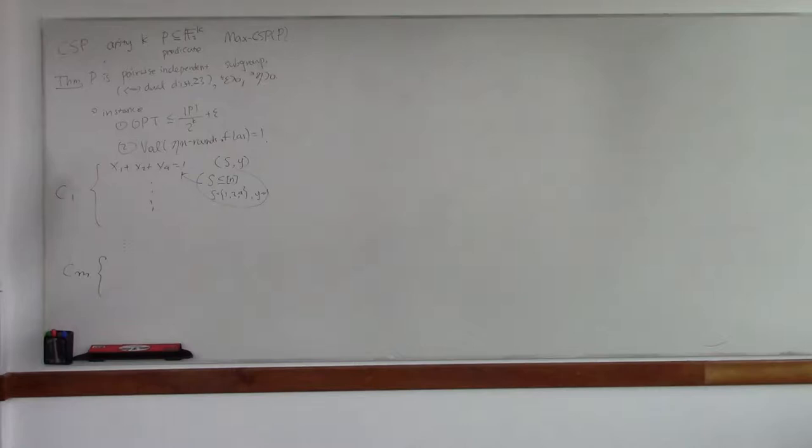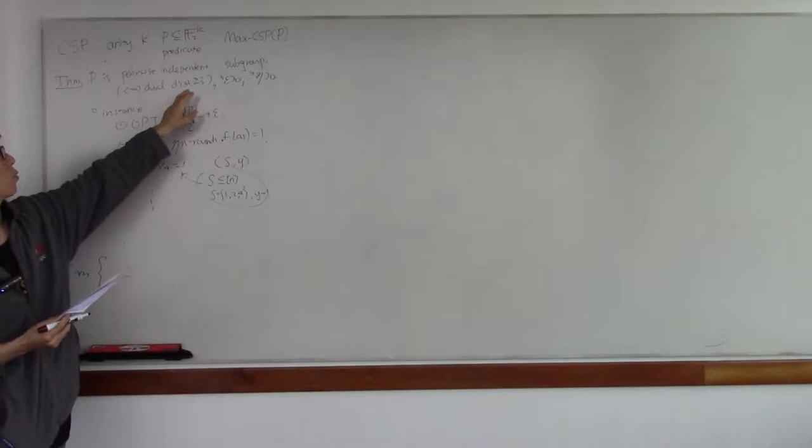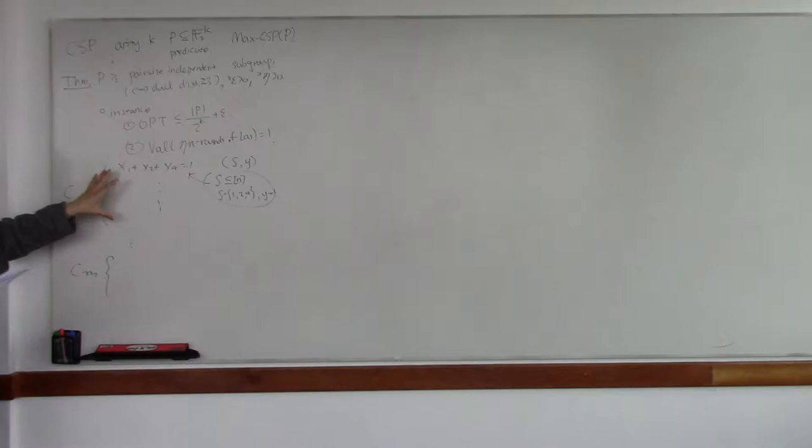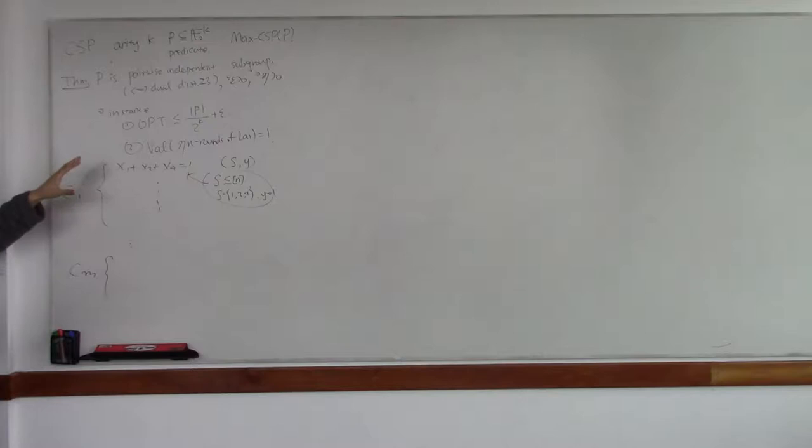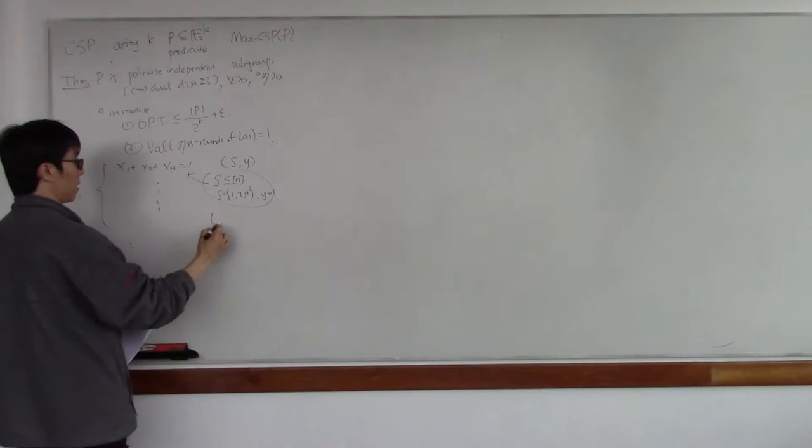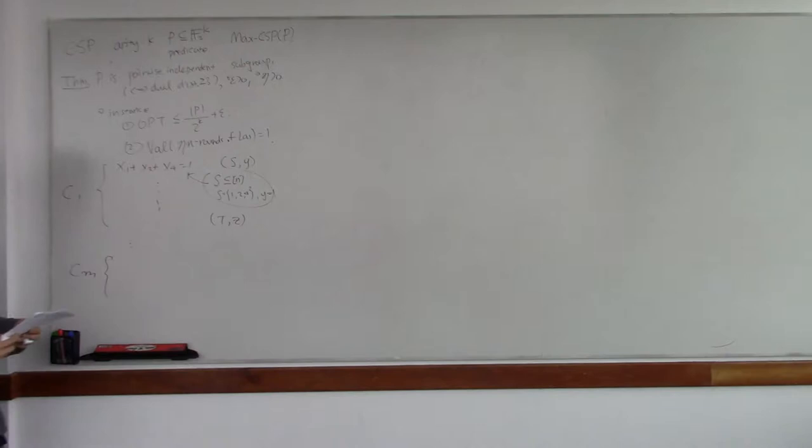And since it has dual distance 3, or is pairwise independent, what I can assume is that if you look at any subset of linear equations that belong to one constraint, any non-trivial linear combination, so if you add some of the equations, you get another equation, say T and Z. Unless it's a trivial combination, we know that the size of T is at least 3. This is what dual distance 3 means. And we are going to use this property.